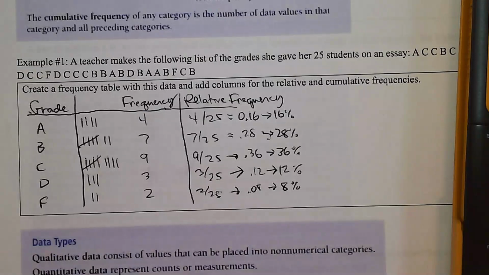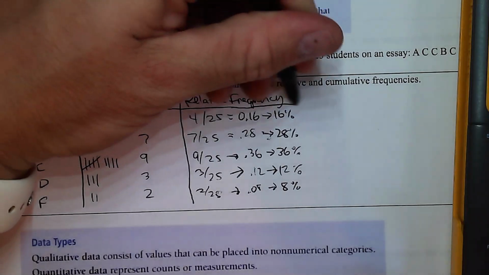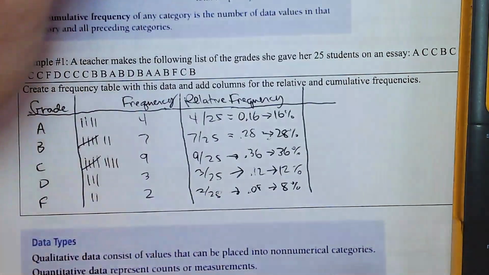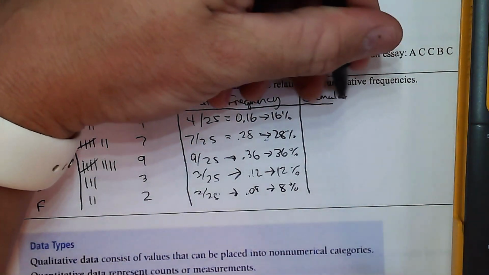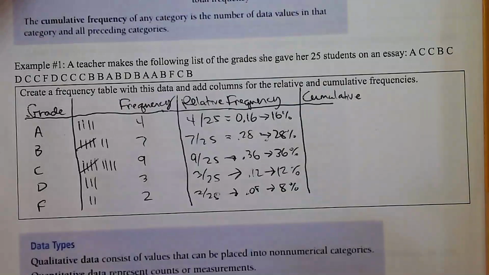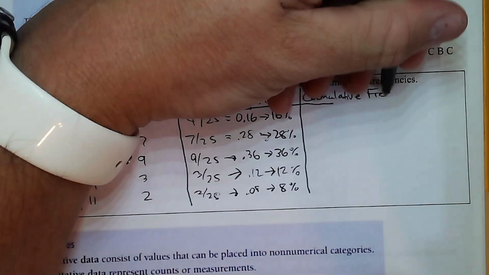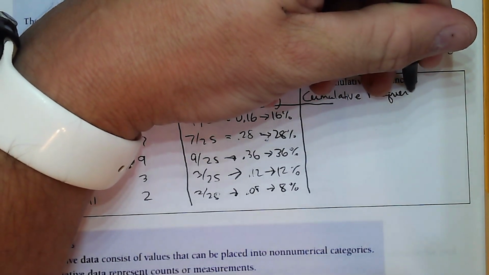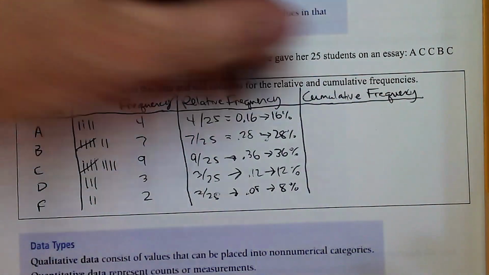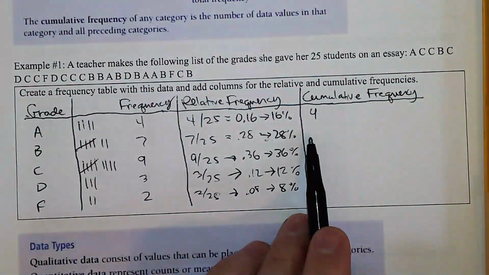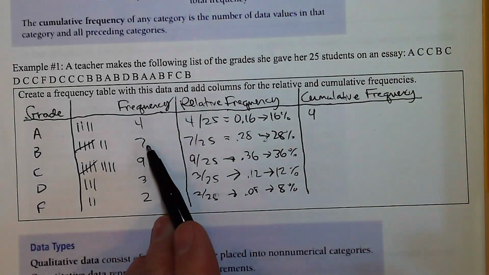All right. Next, we're going to do what we call a cumulative frequency. Cumulative frequency is not too bad. A cumulative frequency accumulates the outcomes as you go. So cumulative frequency is the number of data values in that category and all preceding categories, so in that category and below. For example, the first one's going to be 4. Now the next cumulative frequency will be what's at that point and below.